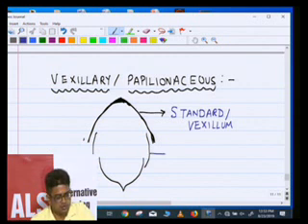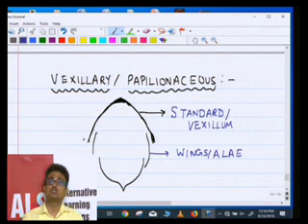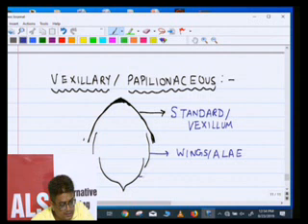These are called wings or alae. This one is actually the result of fusion of two petals. So it appears like one, but it's actually a fusion of two petals. This is called the keel.